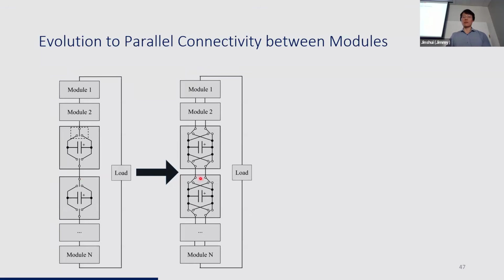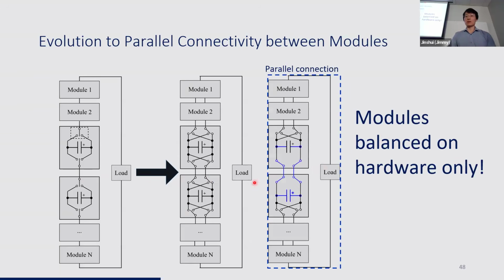But what if we have two connections between modules? We could still do everything we wanted, but now we gain a superpower. When we switch the modules like this, we actually parallel two modules and their capacitors to supply one voltage level. And when capacitors are connected in parallel, they automatically equalize their voltages. So now with this structure, we can balance modules with only hardware and no need to worry about sensors and algorithms. So this is our new superpower.